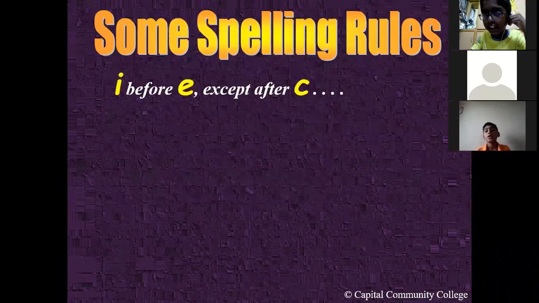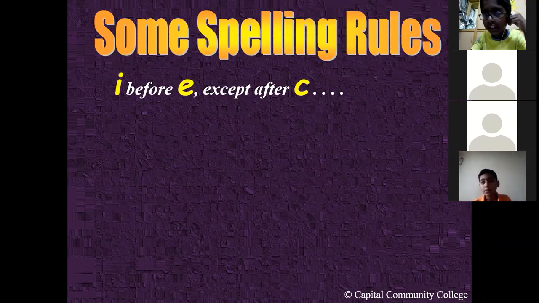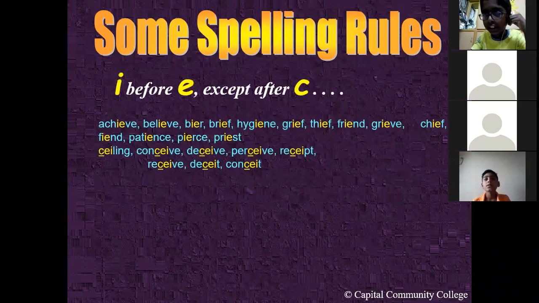Right. Danyata, can you read that line? I before E except after C. Right. So, I before E, except after C. So this is rule 1.